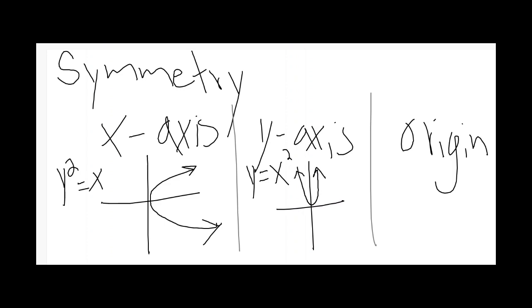Right? If I was to fold this vertically, we know that it would have symmetry. They would line up on each other. And now we have symmetry across the origin. So these are your cube functions, your exponential and logarithmic functions, right? So y equals x cubed.